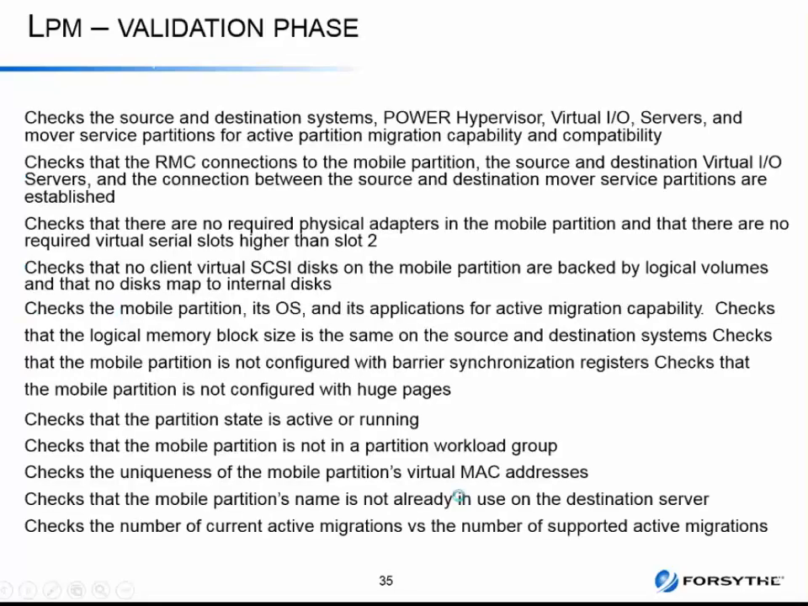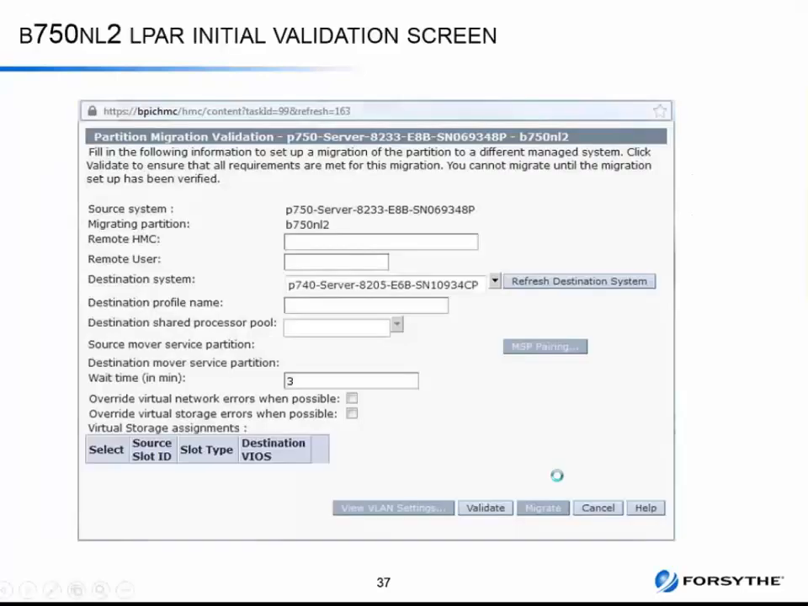So this is a lot more detail on exactly what it does during this validation phase. I'm not going to go through this in great detail, but basically it's going to check for physical adapters. It's going to check that you're not using logical volumes for your vSCSI. It's going to check the partition state, etc., and it will check that you're not going to have conflicts. It will also make sure, for instance, if you support 4 active migrations and you're already running 4 active migrations, it's going to tell you that it can't do it. So that's what the validation does.